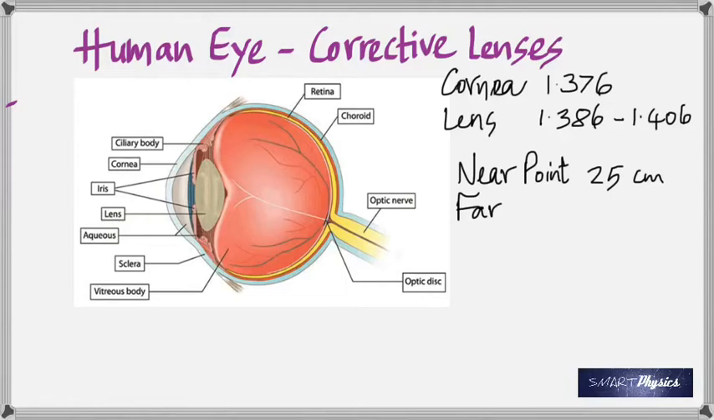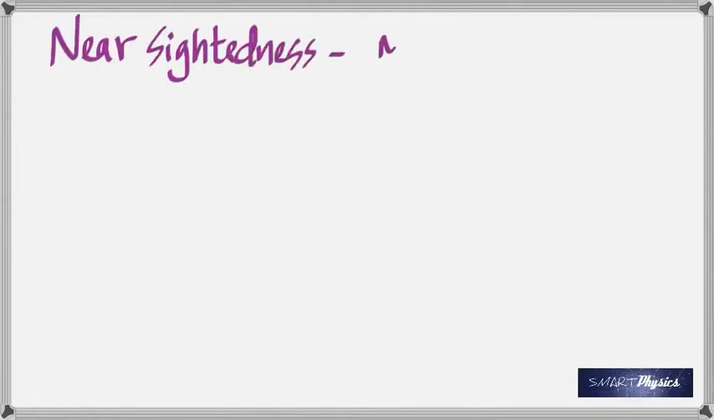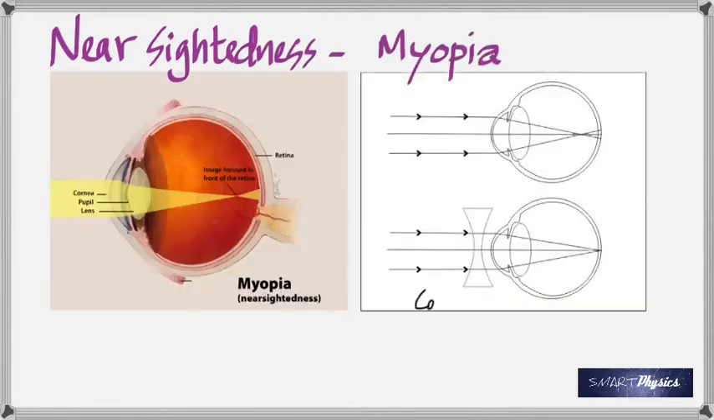Let's go back to physics. So the near point is infinity. I mean the far point. What did I say? I'm going crazy. The far point is infinity. The near point is 25 centimeters. Okay. What is short sight? How many people have short sight here? It's nearsightedness, short-sightedness, myopia. This is what happens.